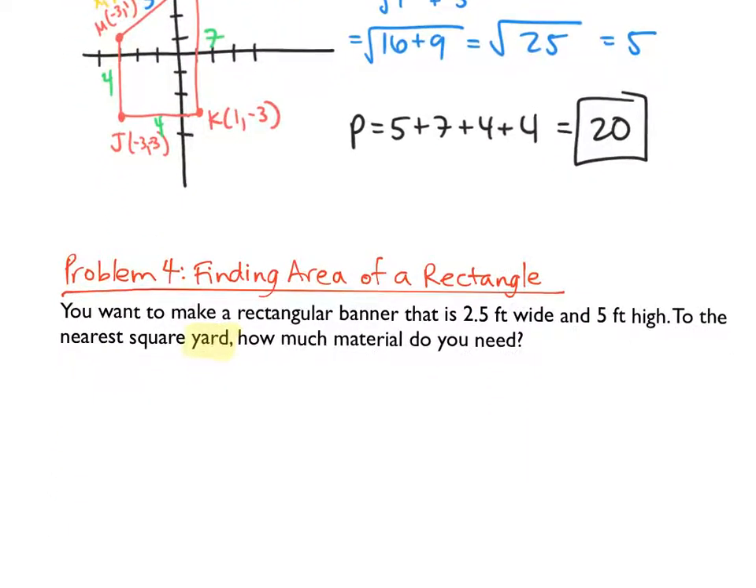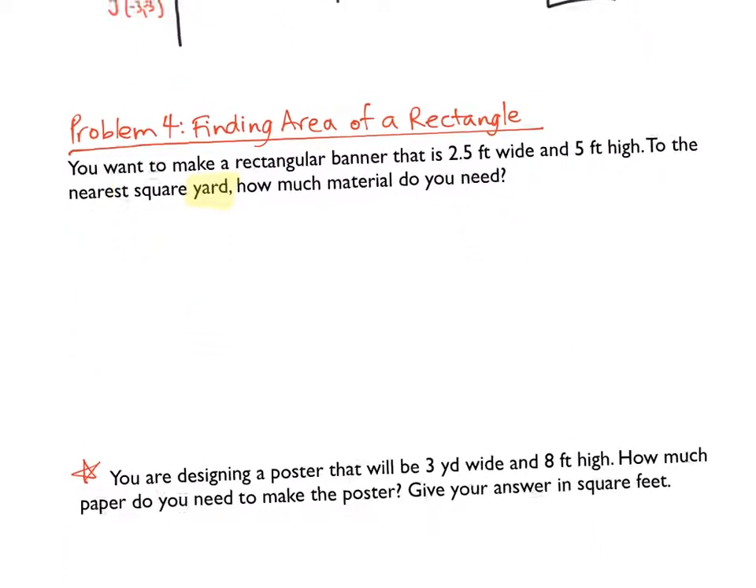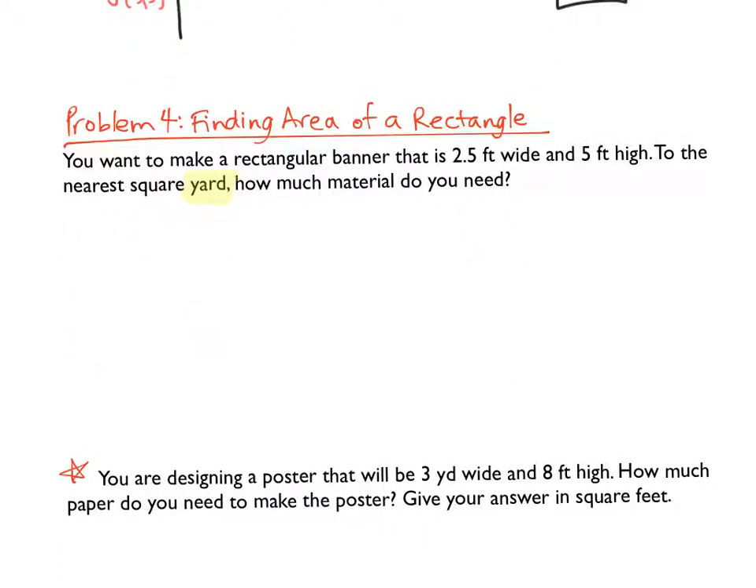Okay, so moving on, finding the area of a rectangle. From the first page, hopefully you just know what the area of a rectangle is. When you have a length and a width, the area of a rectangle is length times width. In this case, this question is asking, you want to make a rectangular banner that is 2.5 feet wide and 5 feet high. So in this case, we have 5 feet high, 2.5 feet wide. It's not drawn to scale.